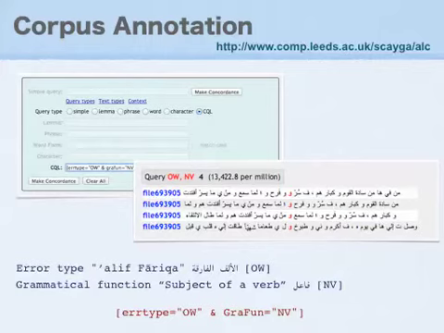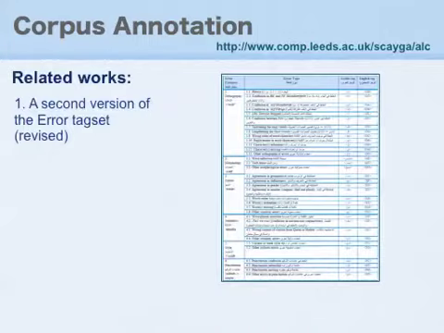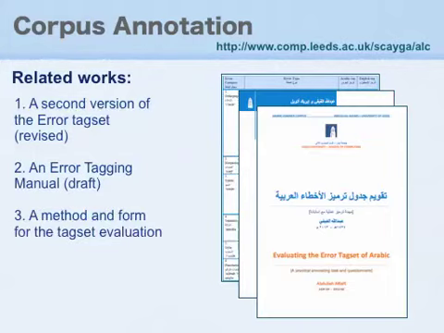Such combination between error tags and other tags like lemma, part of speech, grammatical functions, cannot be used in Sketch Engine with the second method of error annotation. At the end of this section, I would like to mention that I've developed a second version of the tagset of Arabic errors, a draft of the error tagging manual, a method and form for the error tagset evaluation, which will be conducted in the next few weeks.